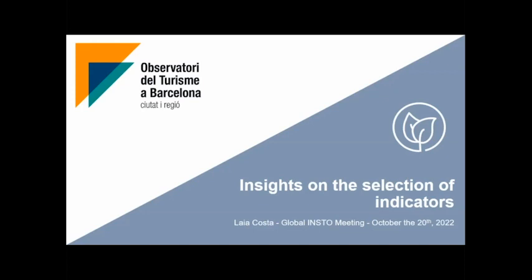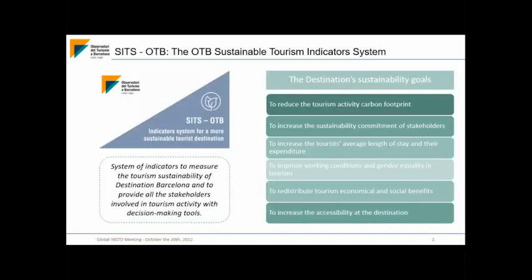This afternoon, I will talk to you about the advances of the Barcelona Tourism Observatory regarding the selection and the calculation of the sustainable indicators in our case. Just a quick reminder of what I presented this morning as a new observatory of INSTO. I ended my presentation by introducing our new system of indicators, the SITS-OTB, whose main objective is to measure sustainability of our destination by providing all stakeholders with decision-making tools.